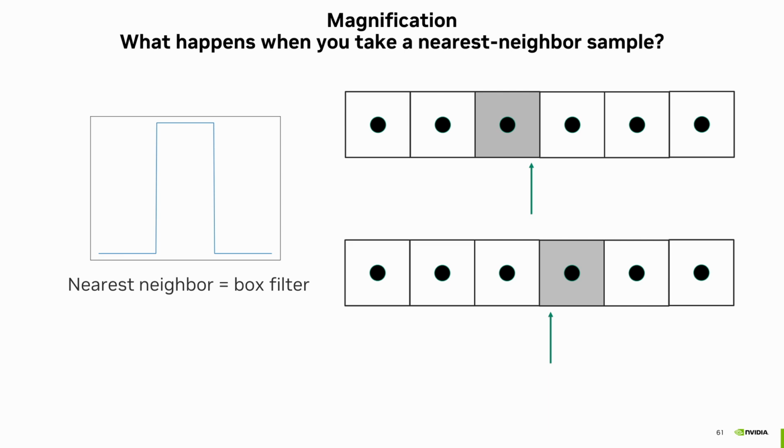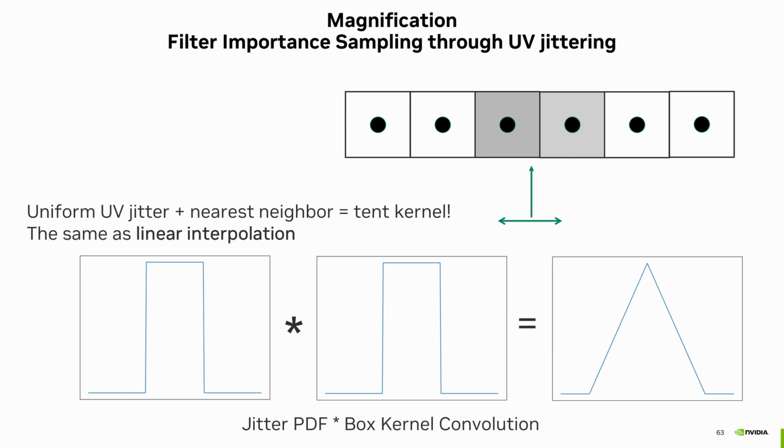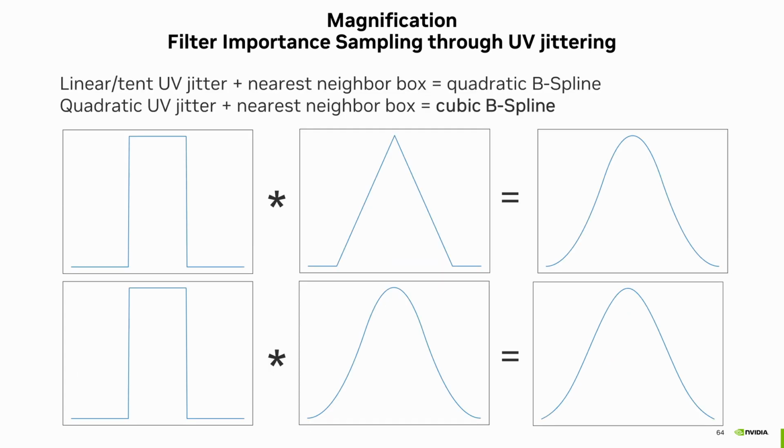Okay, so now what happens when you first jitter the UVs with the magnitude of one texel cell size before using the nearest neighbor sampling? This is a convolution of two box kernels, one from jittering and one from nearest neighbor sampling. The convolution of two box kernels is a linear kernel or tent kernel and yields linear interpolation. Understanding this convolution of two kernels, we can generalize this technique to other types of filters.